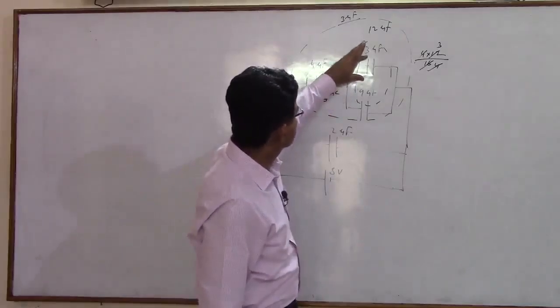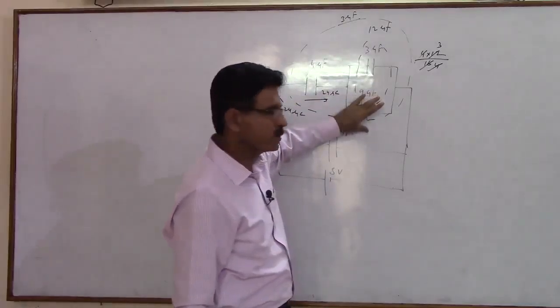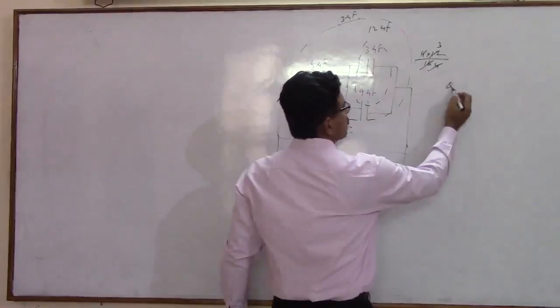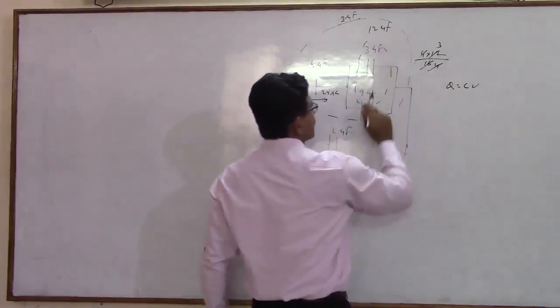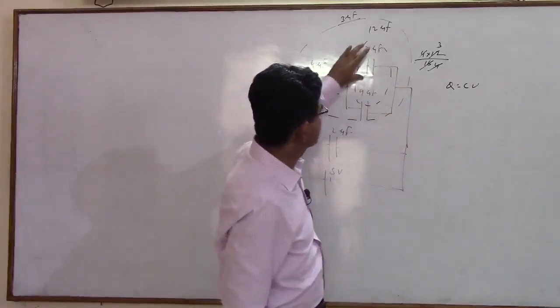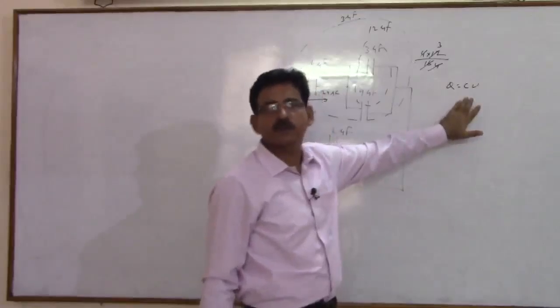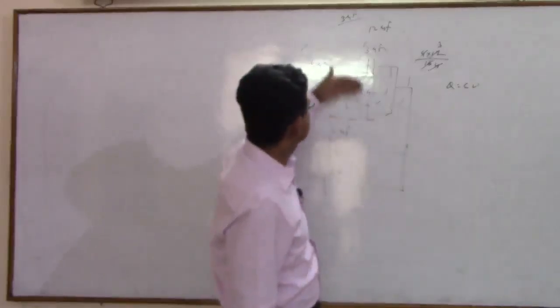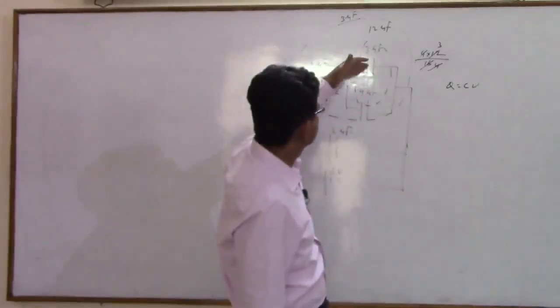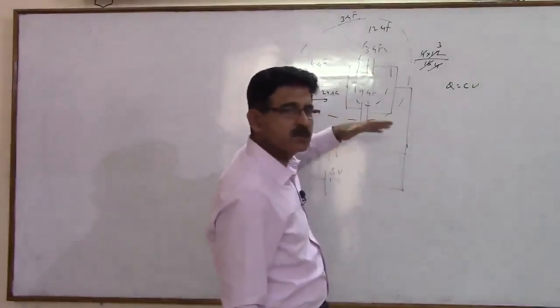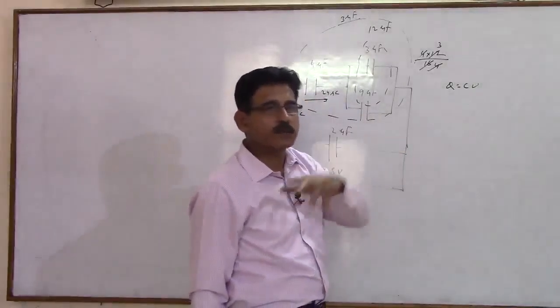Now the potential across this and this will be equal. Okay, so what we do generally, we know Q equal to CV, and in this combination the voltage is same on this and this, then Q should be in proportion to C. And what is the ratio of C? This is 3 and this is 9, so 1 is to 3. So the charge also will get divided in the ratio of 1 is to 3.